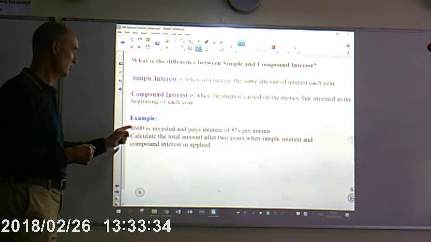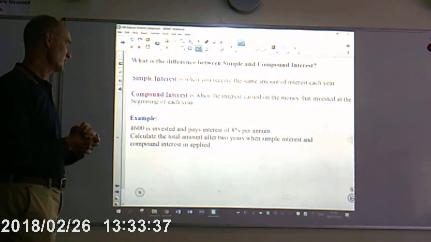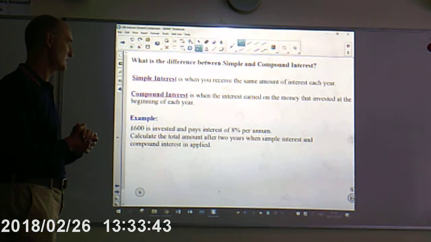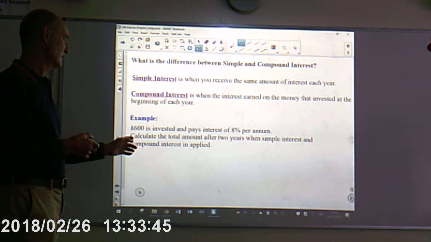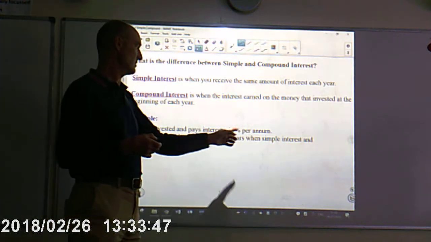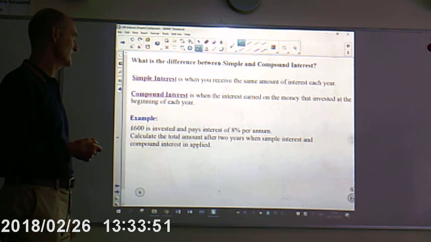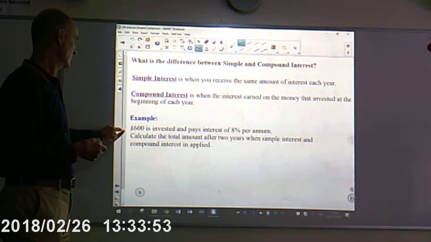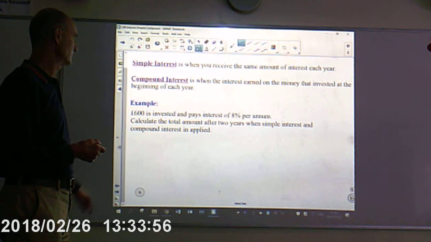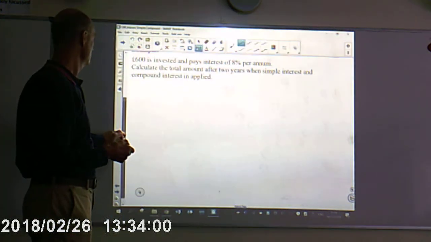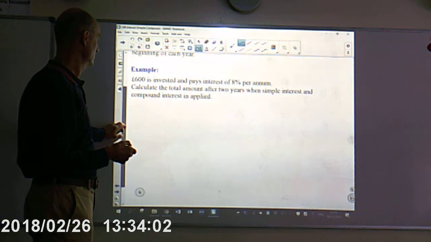So let's take an example. £600 is invested and pays interest of 8% per annum. So that's 8% per annum means 8% per year. Now, calculate the total amount after 2 years when either simple interest is applied or compound interest is applied. So let's look very carefully at this. Let's give ourselves room to work.